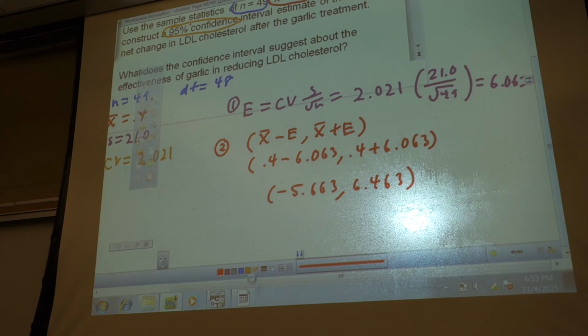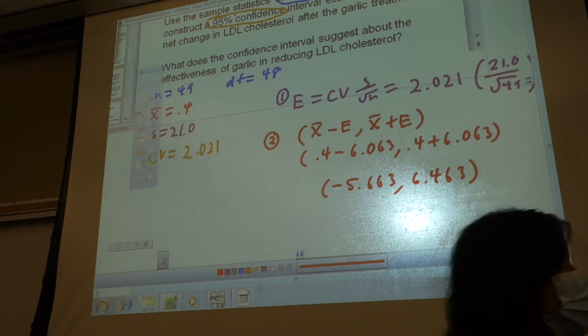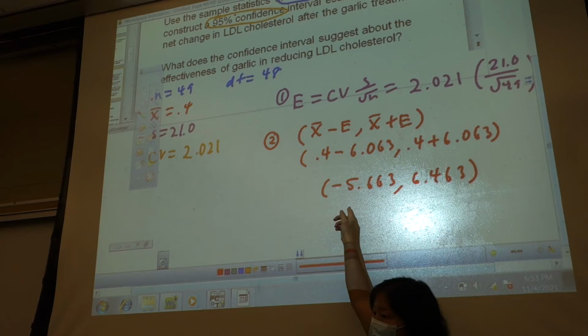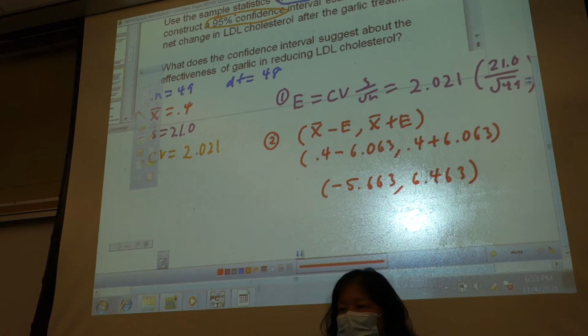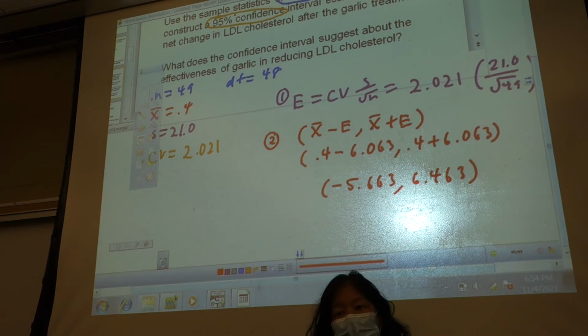Good. So then the question is, what does that confidence interval suggest about the effectiveness of garlic in reducing cholesterol? Well, my cholesterol levels might have gone down by 5.666, but they also might have gone up 6.4. So it may have lowered my cholesterol, or it may have increased my cholesterol. That's not really very effective, right? And in fact, my mean was 0.4, so it actually looks like my cholesterol went up a little bit. So it does not look like garlic is super helpful in reducing your cholesterol.